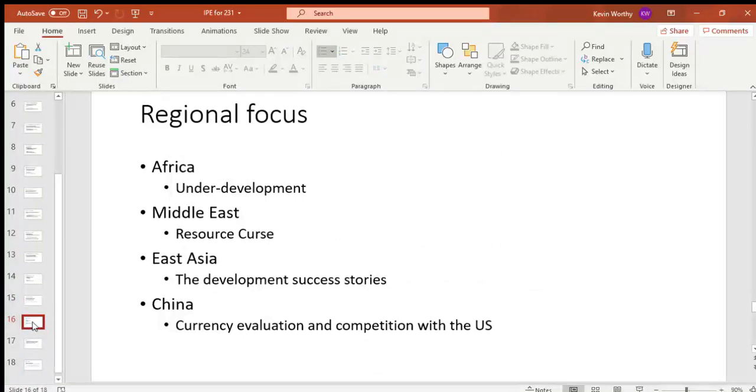The other part is that IPE often takes a regional focus. So when you're talking about a problem, you're talking about a regional problem. And this happens a lot in IPE. So if you're talking about sub-Saharan Africa or Africa in general, and North Africa is actually included in the Middle East a lot of the time. So if you're talking about Africa, the question is always underdevelopment. Why is Africa not developing? Politically, economically, why is Africa not developing? So if you're doing that region, you're concerned about lack of development.